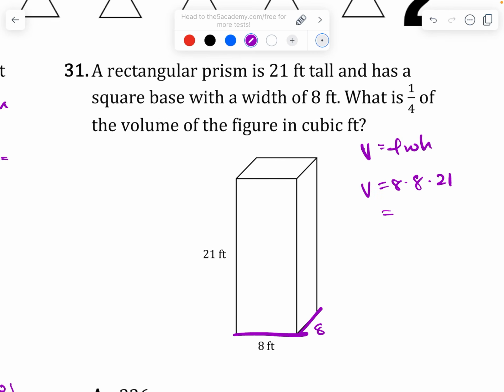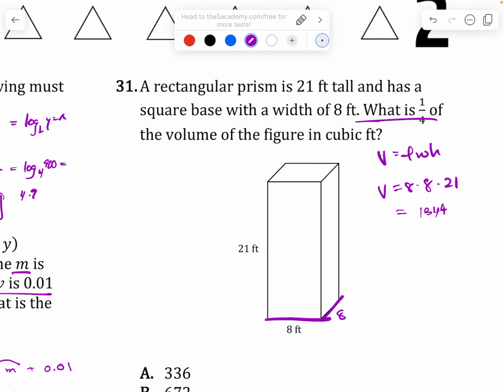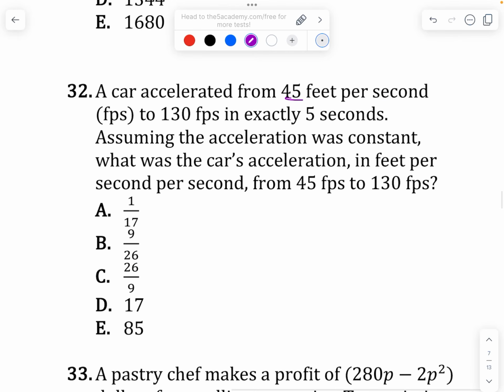64 times 21, 1344. Now the problem's asking for what is 1/4 of the volume of the figure in cubic feet? 1/4 V is equal to 1/4 times 1344, 336. A car accelerated from 45 feet per second to 130 feet per second in exactly 5 seconds. Assuming the acceleration was constant, what was the car's acceleration in feet per second squared? Okay. So you treat it just like a slope problem.